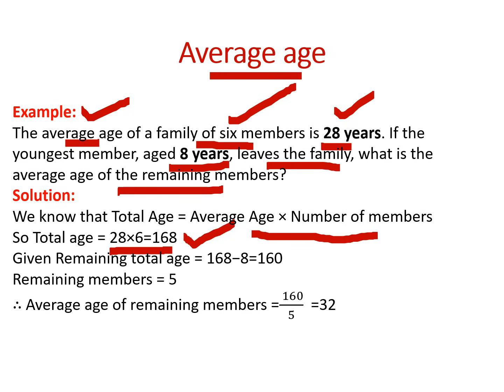Now, after one member leaves, the remaining members are 5. Now, we need to find the average age of these 5 remaining members. We know average age will be equal to total age divided by number of members. Therefore, average age of remaining members will be equal to 160 divided by 5, which is equal to 32 years. Hence, the average age of the remaining 5 members is 32 years.